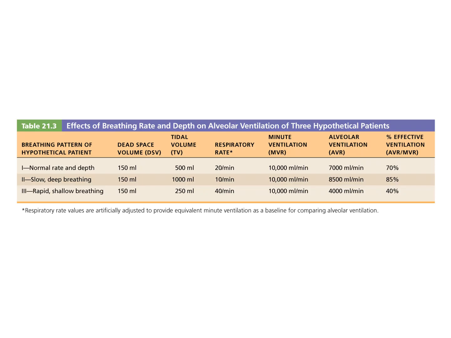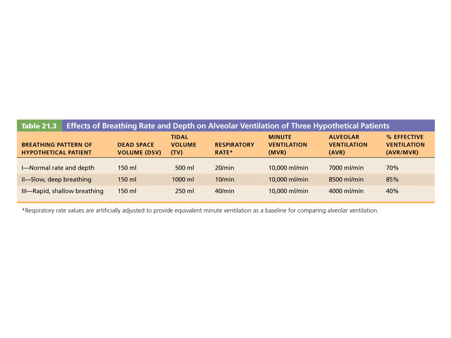Looking at patient 2, who's breathing slow and deeply, their tidal volume is 1,000 milliliters. Their respiratory rate is 10 breaths per minute. Their minute ventilation is the same. Their alveolar ventilation is higher and their effective ventilation rate is 85%.